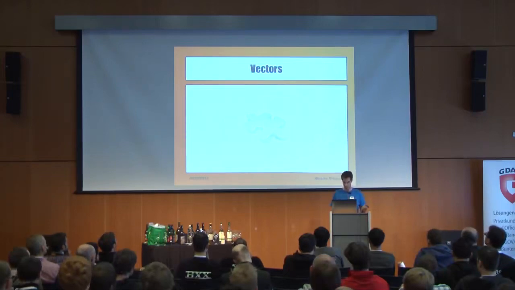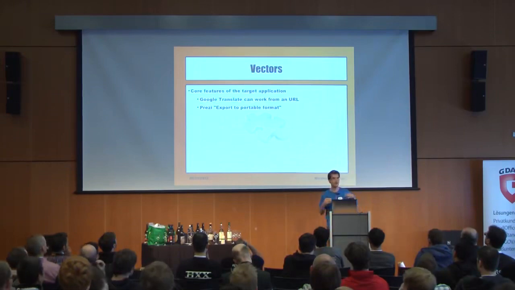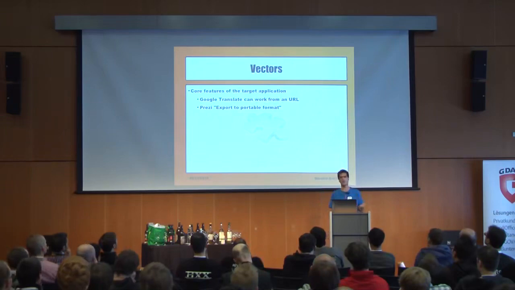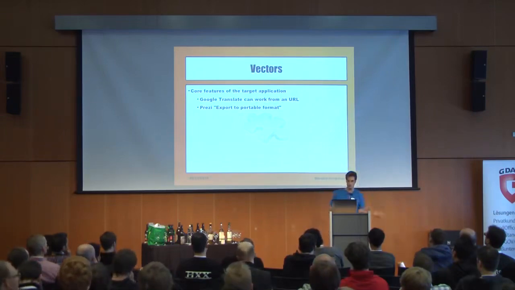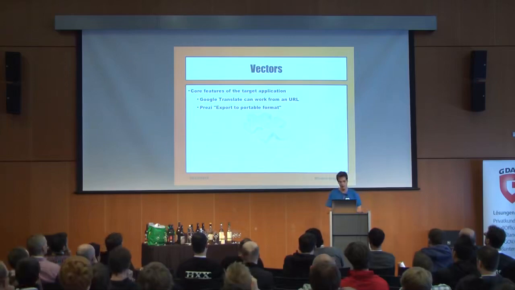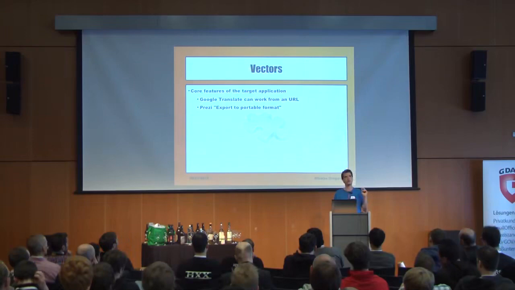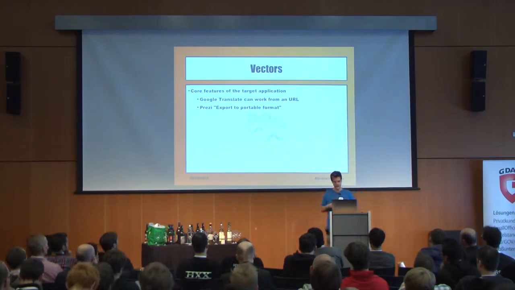More vectors or more features. You have everything which is related to the core business features. So Google Translate can translate a remote document, which is reaching a URL, downloading the document, and processing it. If you use Prezi, you can export your content to a portable format, which is a zip archive. And every external resource included in your presentation will be fetched by Prezi servers and stored in the archive. So this is a very atypical but cool vector.